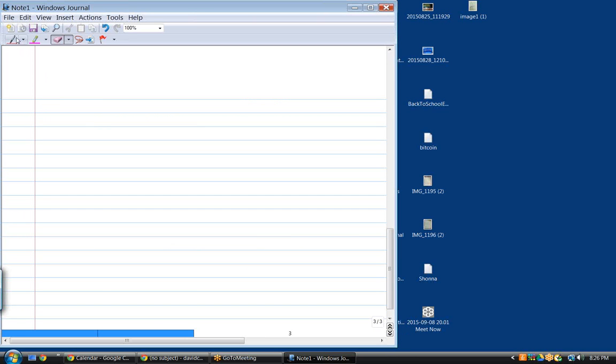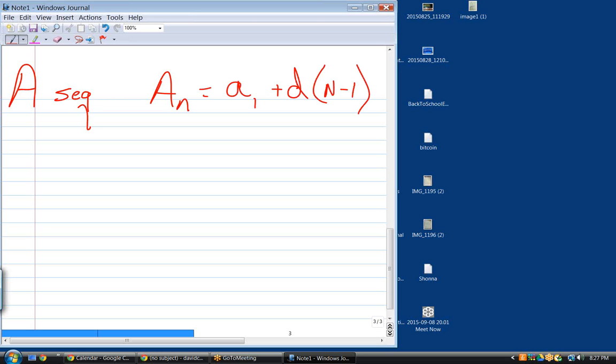So general formula for an arithmetic sequence. A sub n equals A sub 1 plus D in parentheses n minus 1. And we get to use that on the test along with the recursive formula, which is that funny sign, and A sub 1 equals the start, and A sub n equals A sub n minus 1 plus D. And that's only used when you're trying to find all of the numbers in the sequence. Right. The standard is this one here.